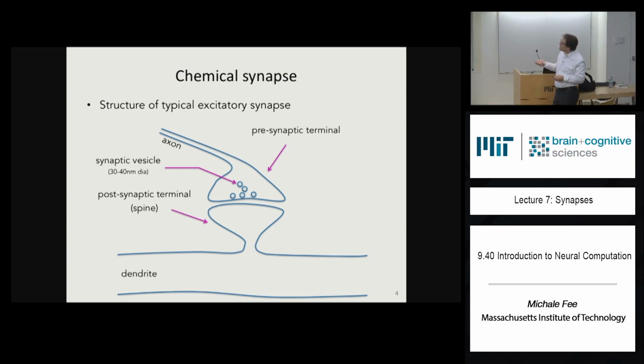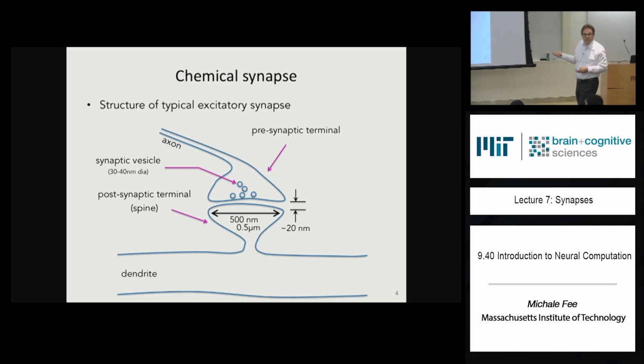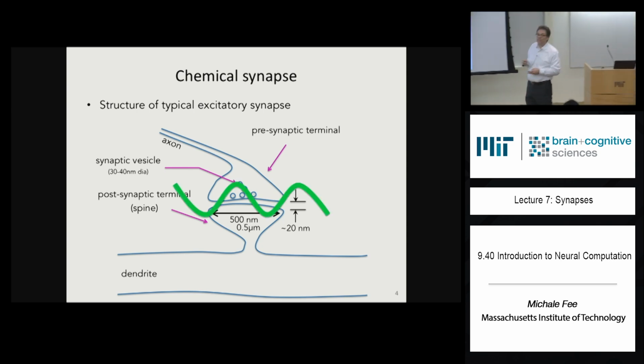On the presynaptic side, there are very small synaptic vesicles, about 30 to 40 nanometers in diameter, that form a cloud or a cluster just on the inside surface of this synaptic junction. The synapses are typically about half a micron across, and the synaptic cleft is very small. It's about 20 nanometers. So this is not quite to scale. This should be maybe a little bit closer here. Notice that it is very small.